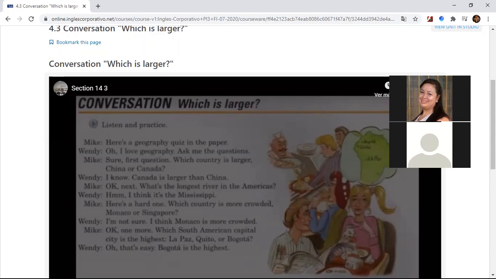Okay, one more. Which South American capital city is the highest? La Paz, Quito, or Bogota? Oh, that's easy. Bogota is the highest. The highest. Very good. Thank you. And thank you, Alan, for your participation. Let me see. Vamos a ver si le dejamos una última pregunta a Alan, porque quiere participar. But I need Yanira, que se nos acaba de incorporar, right?